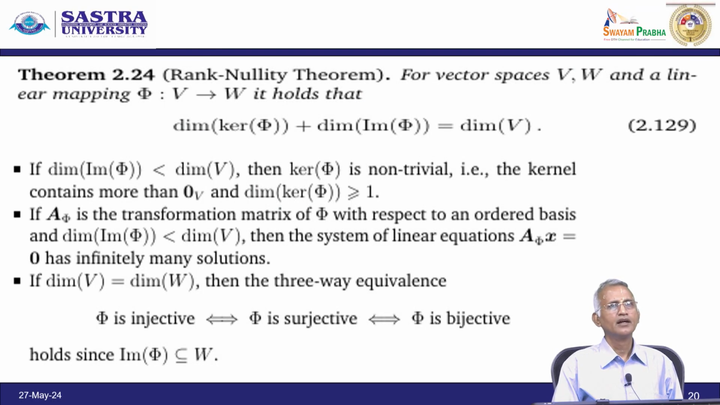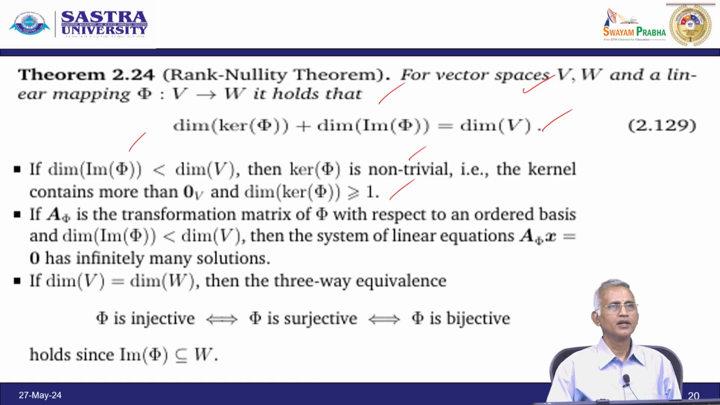Next theorem, the rank-nullity theorem. We have to understand the statement of the theorem: for vector spaces V, W and a linear mapping phi from V to W, it holds that dimension of ker phi plus dimension of image phi equal to dimension of V. So, if dimension of image phi is less than dimension of V, then ker phi is non-trivial. So, the kernel contains more than the identity 0, and dimension of ker phi is greater than or equal to 1. This is the information we have to learn from equation 2.129.